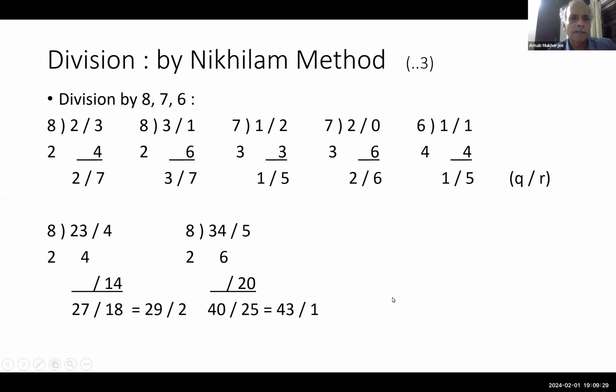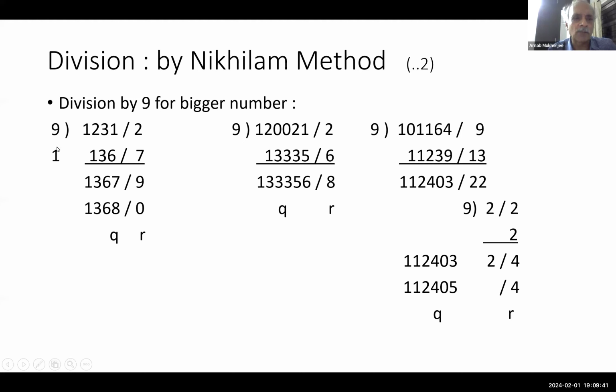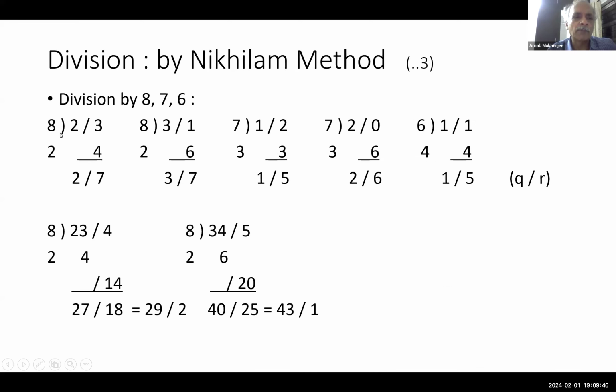Okay. Now division by 876. Now 8 is 2 deficient from the nearest 10, so we have to multiply by 2. Earlier, we were just copying because multiplying by 1 is the same as copying. Now, in every step, we'll multiply by 2. This 2 into 2 is 4. 7 becomes my remainder, and 2 becomes my quotient. And again, here, 2 into 3 is 6. 7 becomes remainder and 3 becomes quotient.